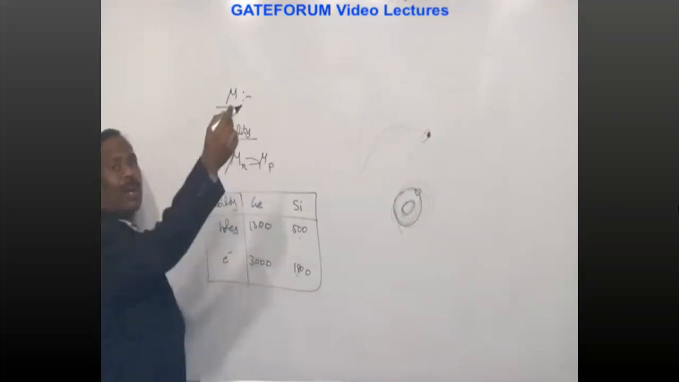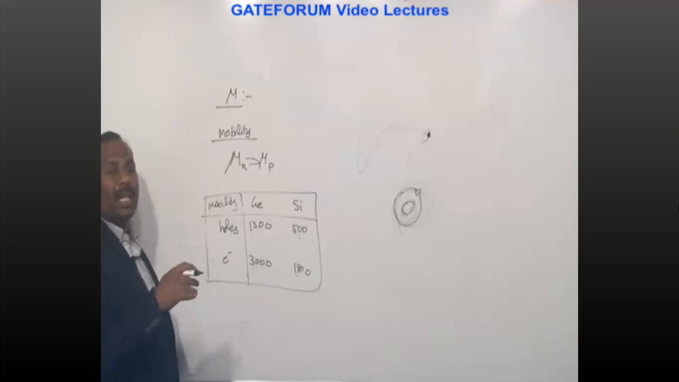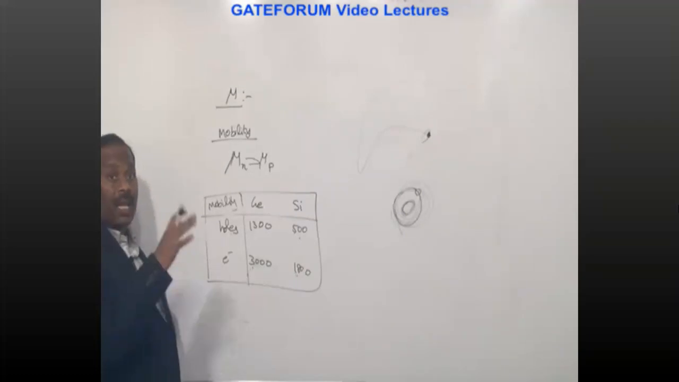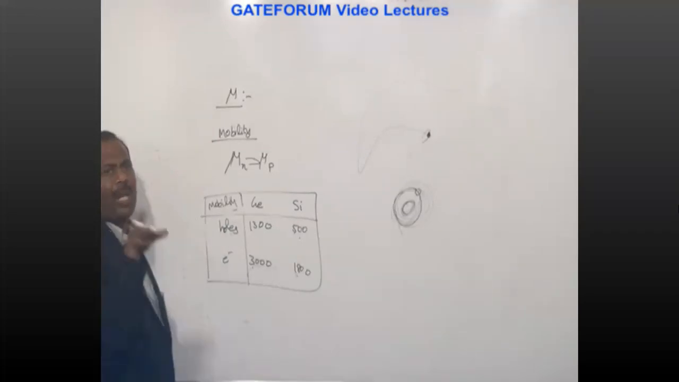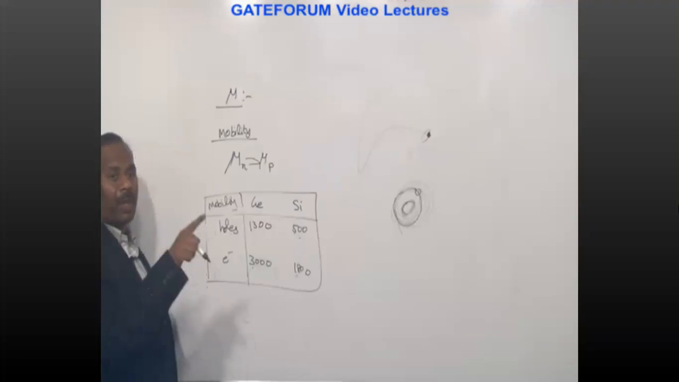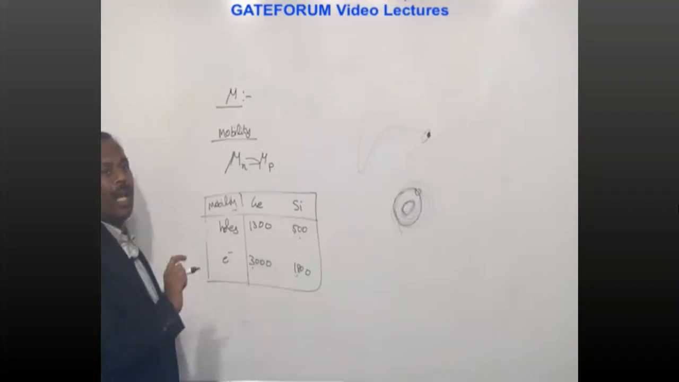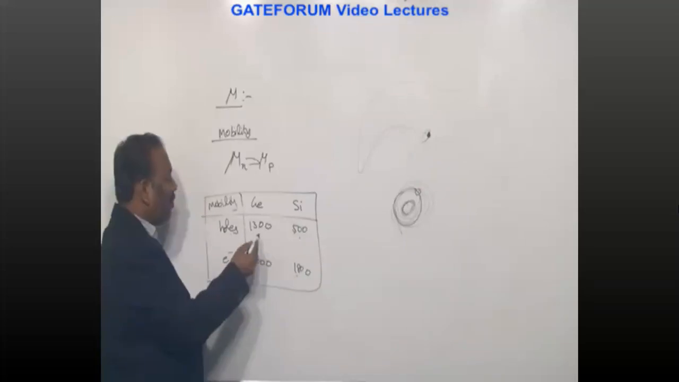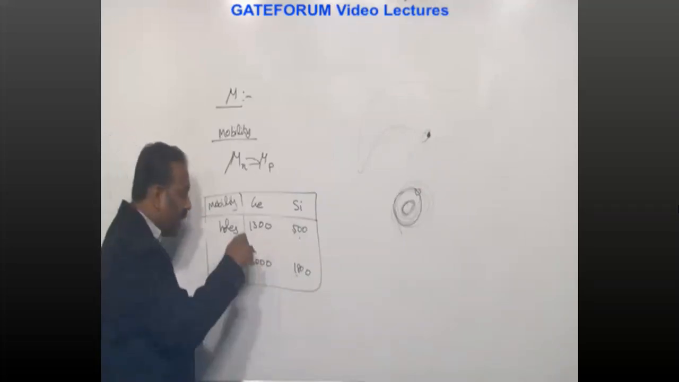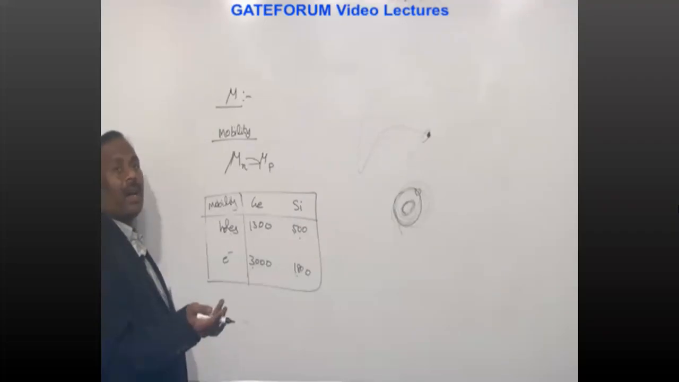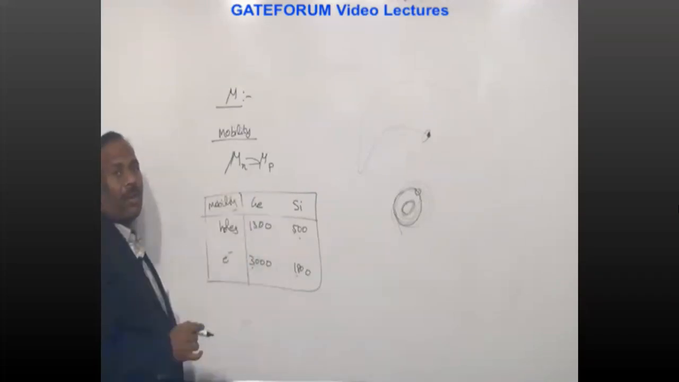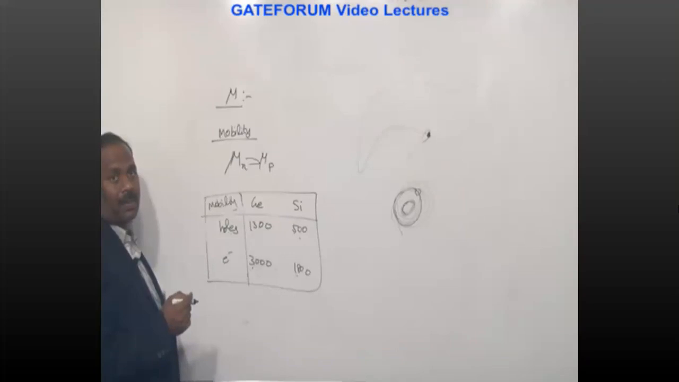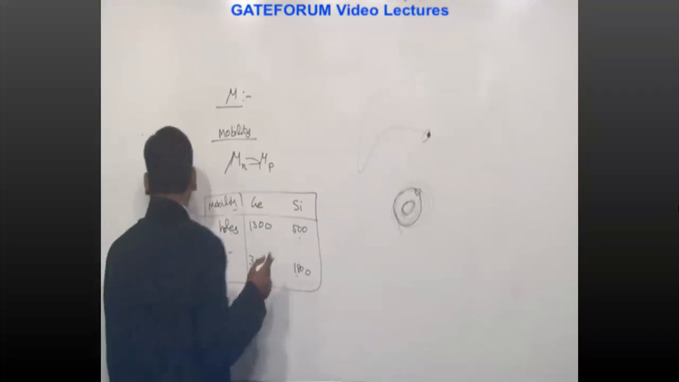And mobility of germanium is more than mobility of silicon. In silicon, mobility is less compared to germanium. Why? Silicon's atomic number is smaller compared to germanium. So germanium is far away from the nucleus force, and silicon is nearer to the nucleus, therefore it's more attracted by the nucleus force. It's very difficult to have movement, whereas in germanium it's far away. Therefore the mobility of electrons and holes in germanium is more than in silicon. And in each, mobility of electron is more than mobility of hole, approximately 2.5 times. Is it clear?